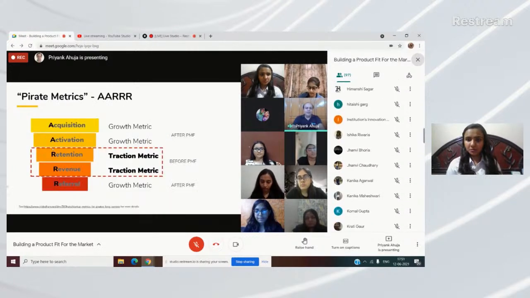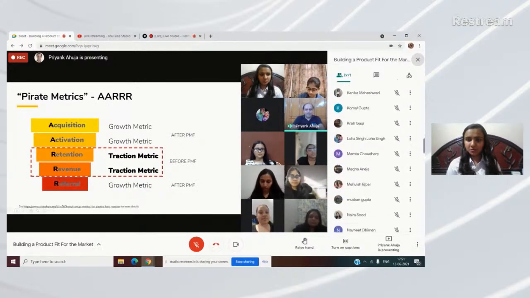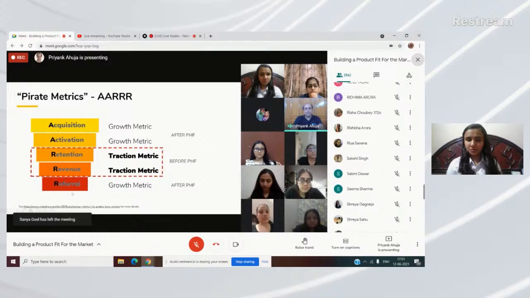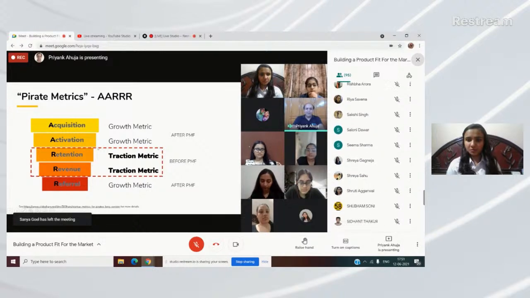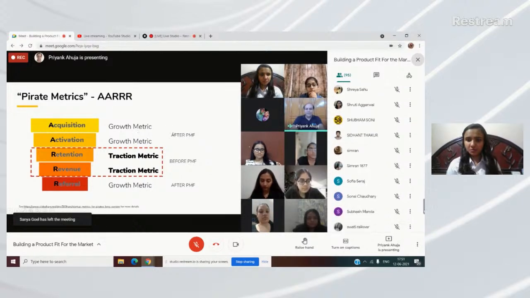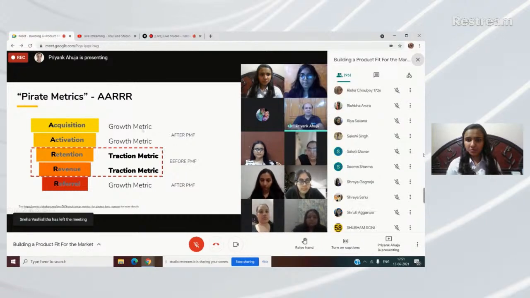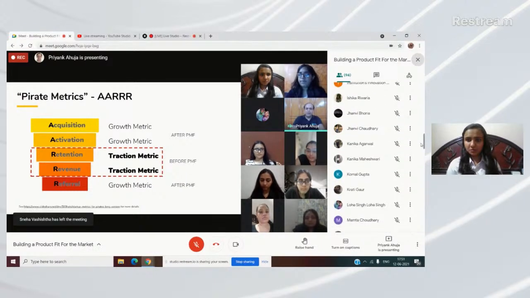So where are these traction metrics? I told you about 5 metrics. So traction metrics are basically your revenue and retention, and the rest 3 metrics are your growth metrics. First, I will tell you what a metric is. A metric is a performance indicator which will give you the total volume of customers interacting with your product. That is called a metric.